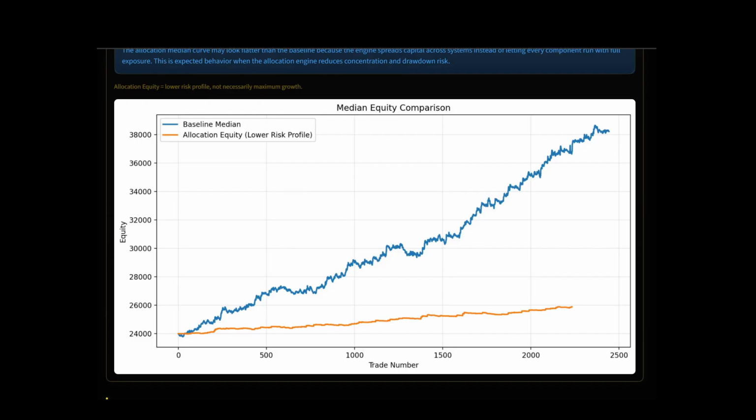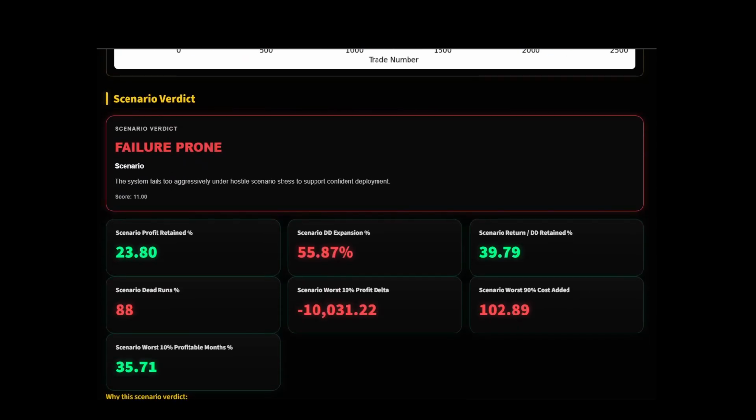Next, we move into the scenario verdict. This section focuses only on the scenario stress layer. Here, the tool shows whether the portfolio can survive when hostile market events are injected into the Monte Carlo run. In this example, the scenario verdict is failure-prone. That means the portfolio becomes too weak once the extra scenario stress is applied.